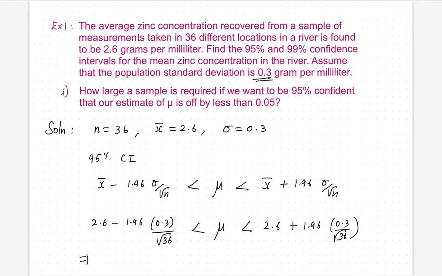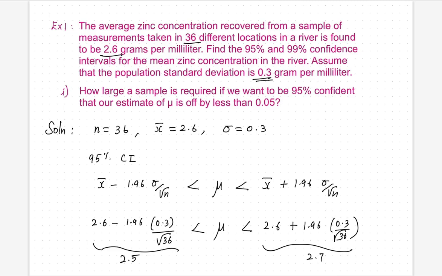It's clear that I can find that this number is 2.5 and this number is 2.7. That is, with 95% confidence we can say that the population mean lies between 2.5 and 2.7. Look at this, the information we have here is the sample mean from a sample of size 36 and the standard deviation, which is 0.3. From this we could find that the population mean always lies between 2.5 and 2.7 with 95% confidence.